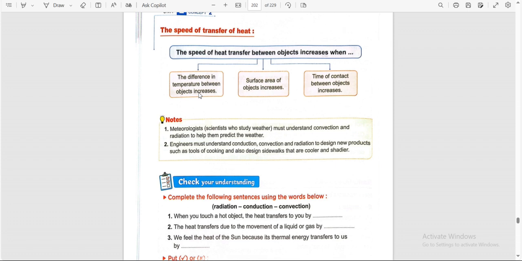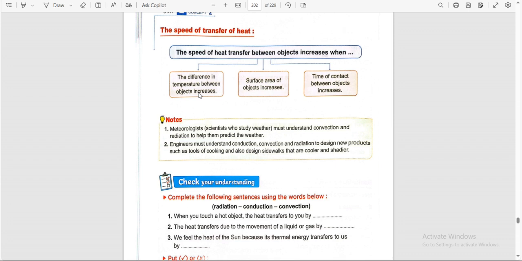Second, the surface area of the object. As the surface area increases, the speed of heat transfer increases. Let's imagine you have a big bowl of soup and you leave it in the air. And you have a small bowl of soup. Which one becomes cold or cools faster? The bigger one. Why? Because it has more surface area exposed to the air, to the cold air. Good.